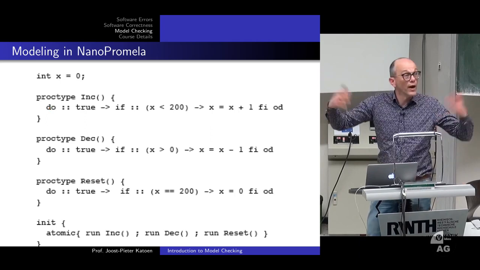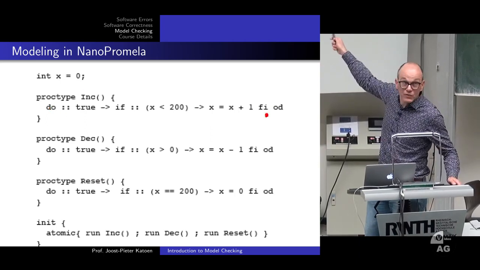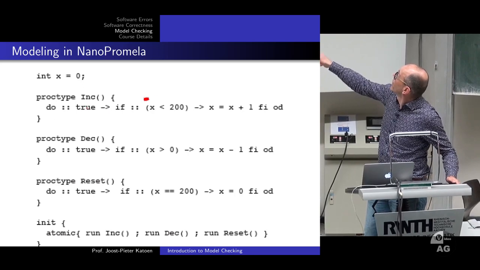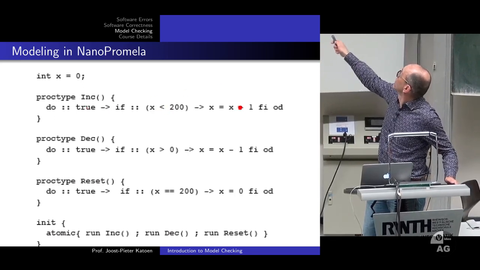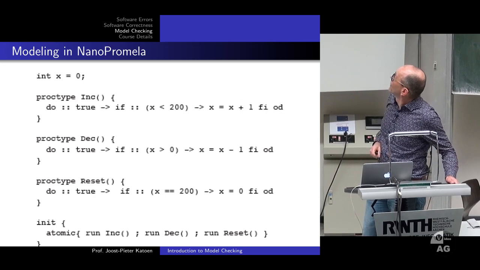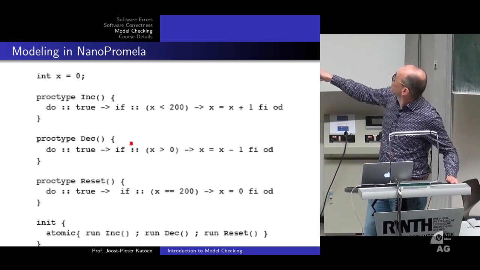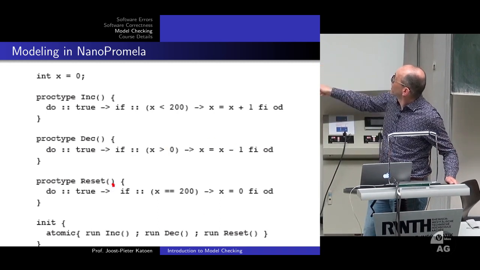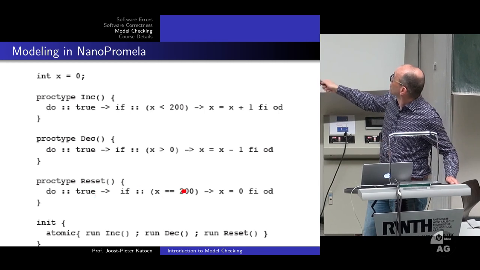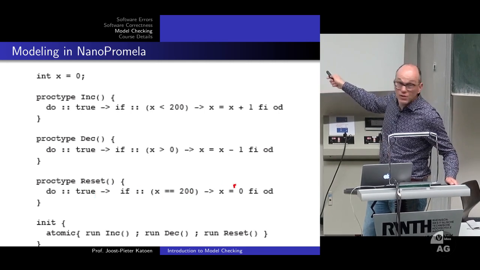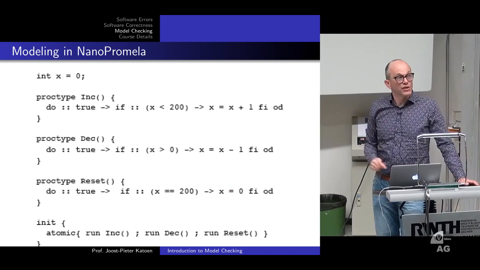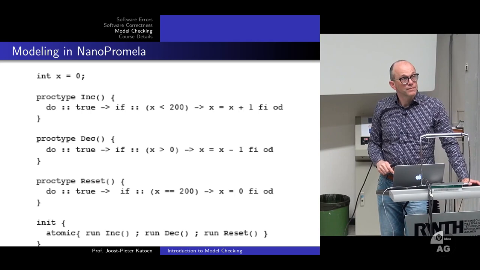Do stands for while, so do od is a loop. If the guard is true, then if x is strictly less than 200, increment x by 1. This is the decrement thing. It says, okay, infinite loop. If x is larger than 0, decrement x by 1. And you have the reset that says, okay, infinite loop. If x equals 200, then set x to 0. So the syntax here is that one equal sign means assignment. I hate this.